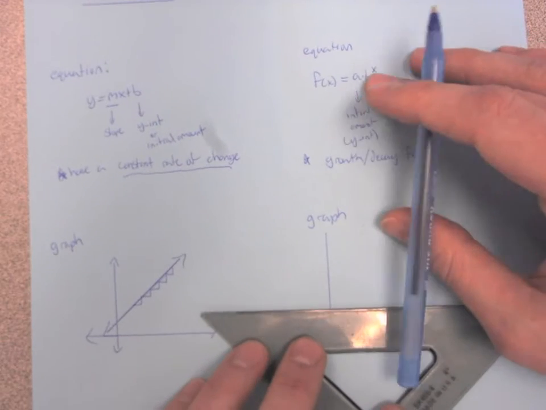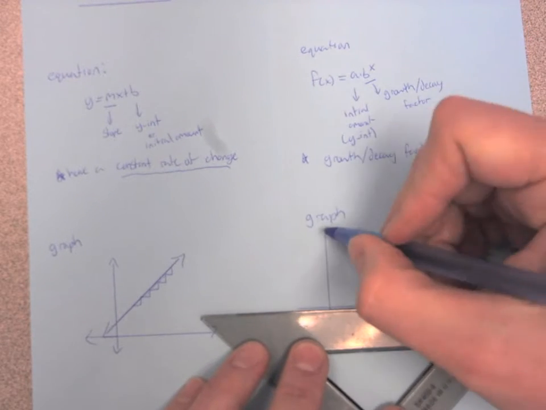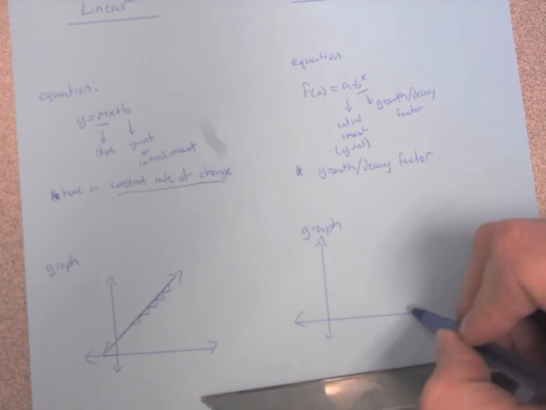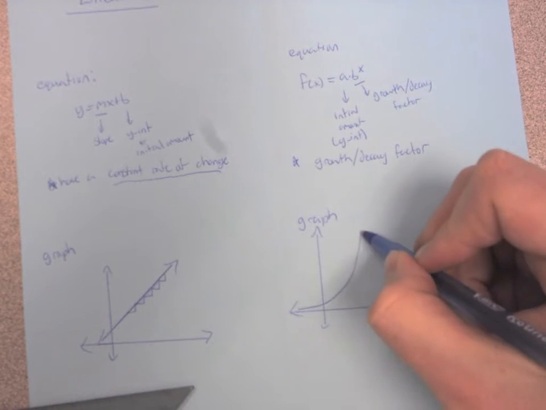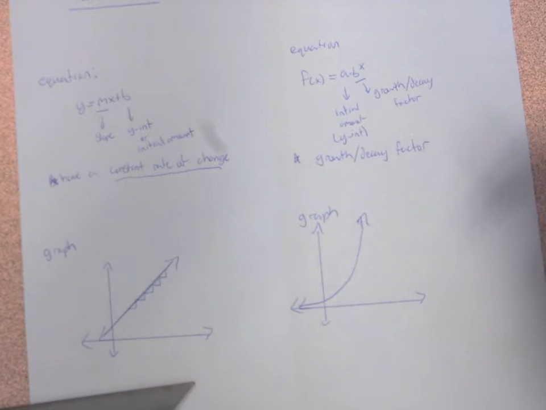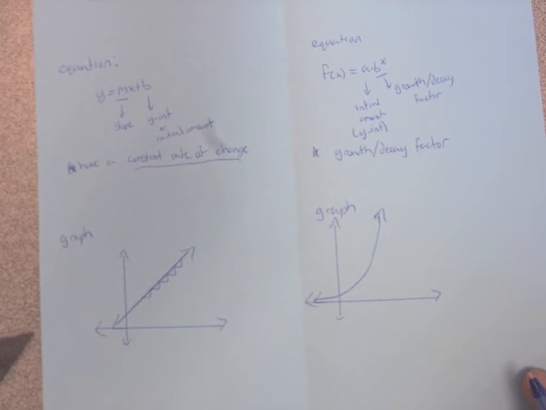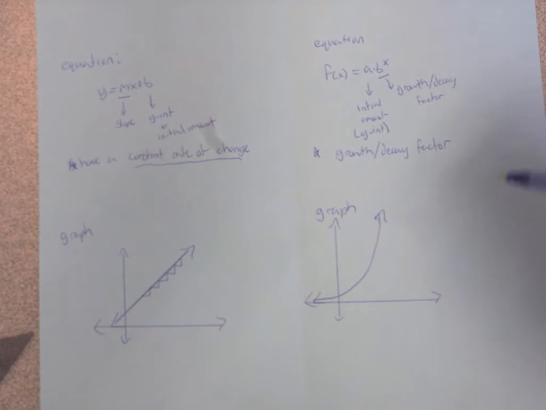Okay? Now the graph of an exponential function, it can go up or it could go down. It depends. But if we're talking about exponential growth, which is what we were working with today in class, it looks like this. Okay? Notice it is not a straight line. It does not have a constant rate of change. It doesn't have the same slope every time. It actually gets steeper as it goes.